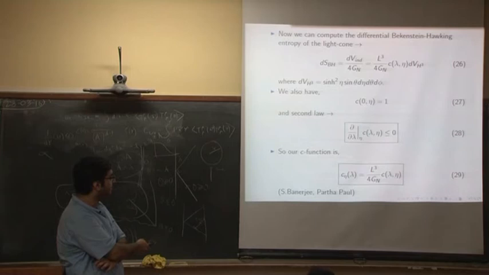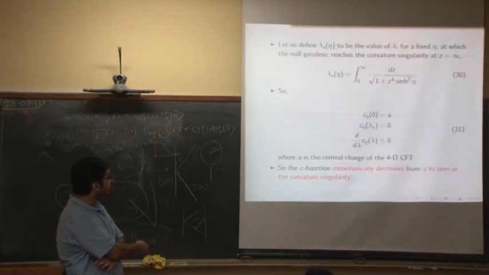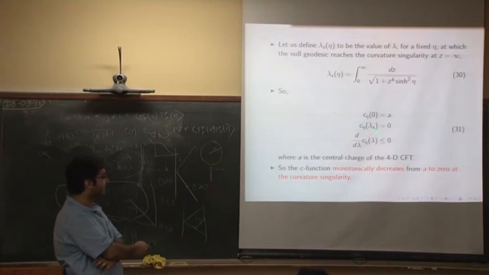The only thing is that you can define this C function, and this C function has this property that lambda equal to 0 is the boundary of the AdS. There it starts with the central charge of the 4D CFT, and eta and lambda_s is the value of the parameter when that particular non-geodesic hits the singularity. The statement of the second c-theorem is just that d/d lambda of this quantity is less than or equal to 0. So this c function monotonically decreases from a to 0 at the curvature singularity.